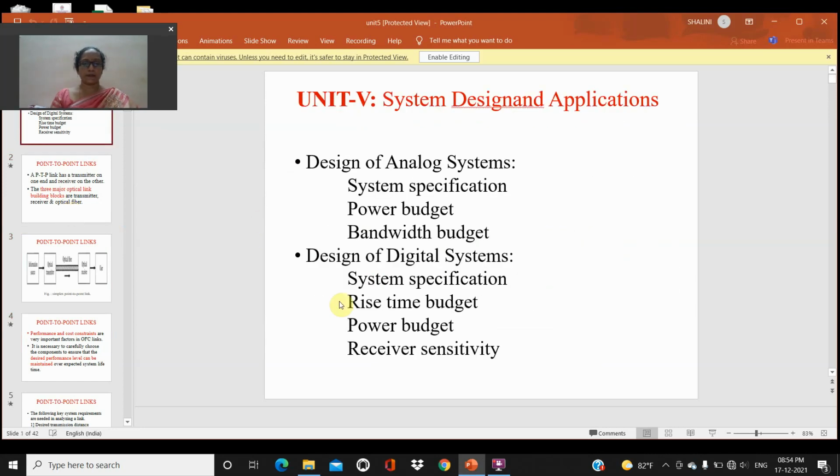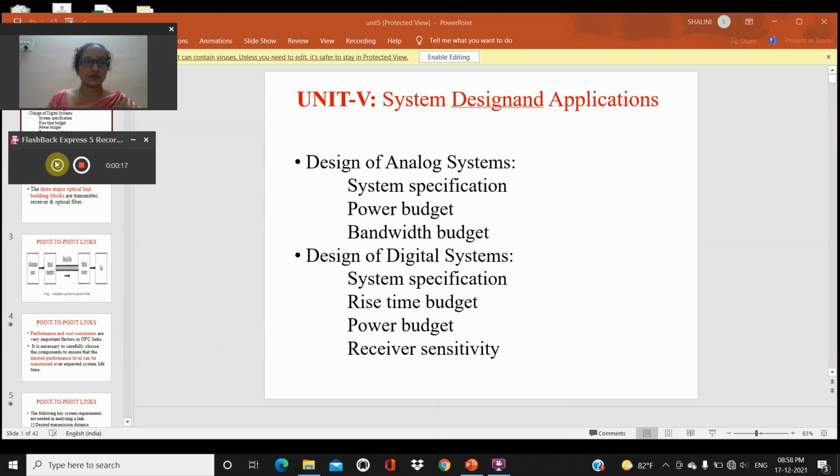So what are the system design applications? Design of analog systems: we have to consider system specifications, power budget, and also bandwidth budget. And for the design of digital systems, we have to consider the system specifications, rise time budget, power budget, and receiver sensitivity.